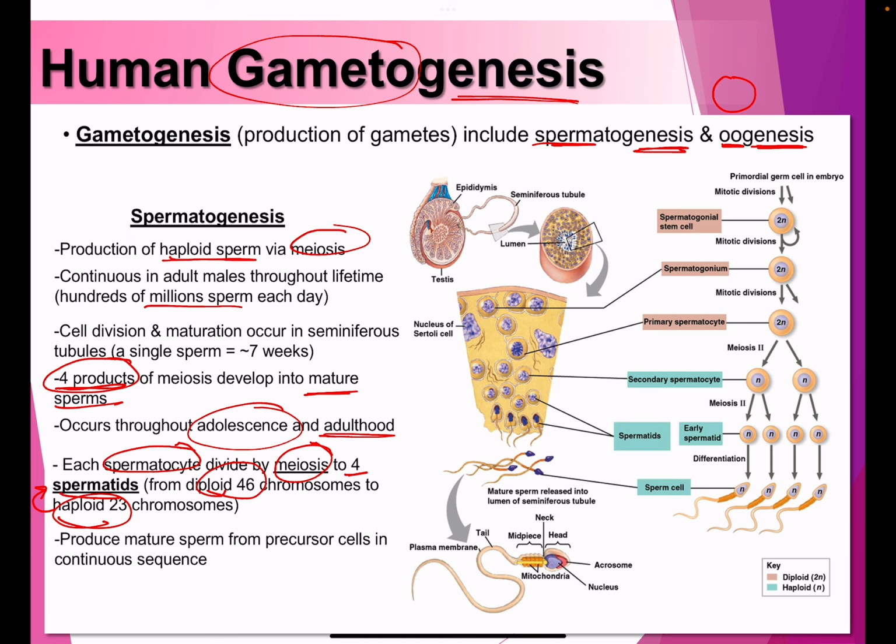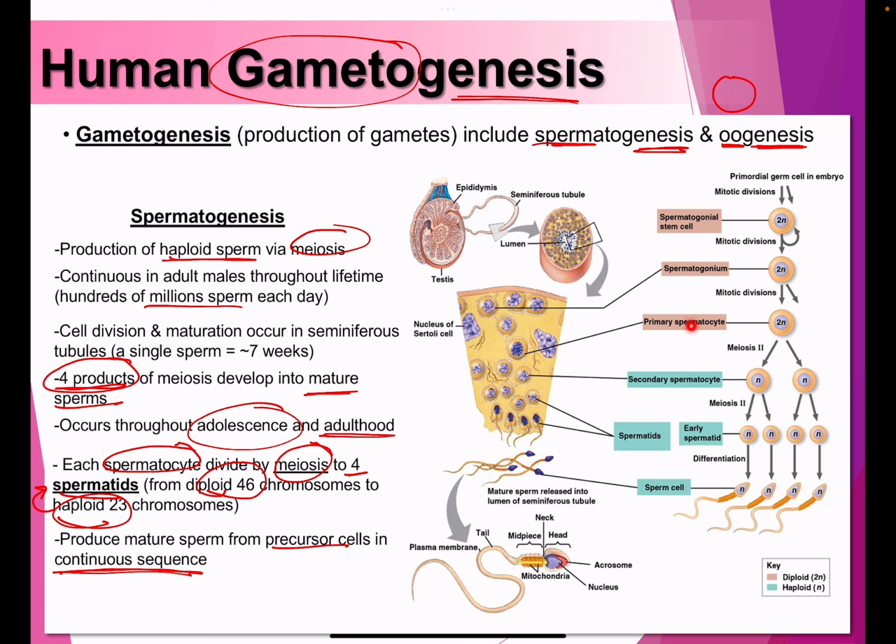And then males will produce mature sperm from precursor cells in a continuous sequence, which is different from females. So let's go through this continuous sequence. For males, you start with some primordial germ cell within the embryo as a baby boy. But when you get to puberty, testosterone starts to be made, and that's what triggers your spermatogonial stem cell to go through mitotic division to make what's called spermatogonium. Spermatogonium will then go through mitotic division to make what's called primary spermatocyte.